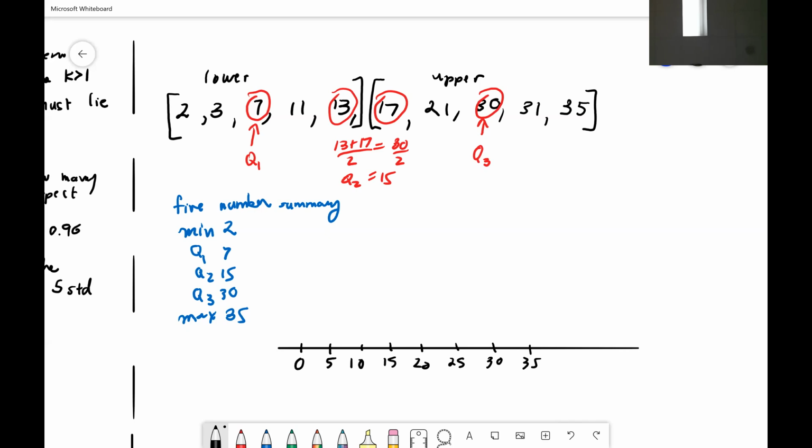So we put a dot for 2, and a dot for 35. We put a line for 7, a line for 15, and a line for 30. And now we connect those lines to make a box, and then we attach the whiskers. And that's it. You just got an A on another quiz.